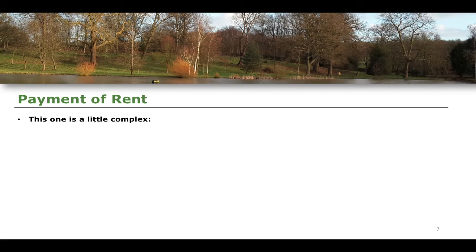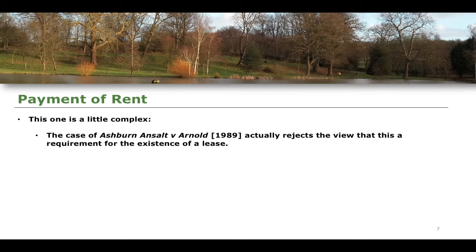So the idea of payment of rent, as I mentioned, the third requirement in the Street and Mountford list, is a little bit more complex. The case of Ashburn and Salt versus Arnold from 1989 actually rejected the view that this is a requirement for the existence of a lease. So whereas exclusive occupation and certainty of term are necessary in one way or another, there's obviously differences when we talk about the different kinds of leasehold agreements related to certainty of term, but nevertheless they are still required. The idea of payment of rent is a little bit more flexible. Ashburn and Salt and Arnold made that very clear.